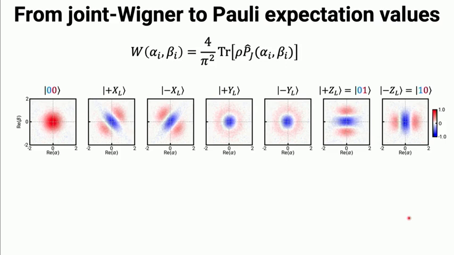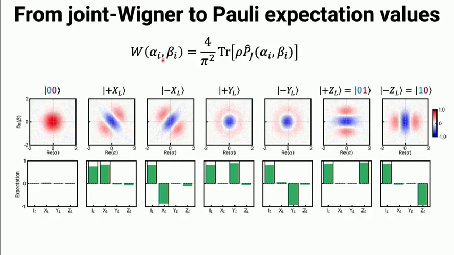Basically, what happens is if you promise me that you will only be in this subspace that you're working with, then you can project this joint Wigner function onto that subspace, which lets you measure the expectation values of the Pauli operators using only a few measurements of alpha and beta. To be specific, with only 16 points in this phase space, we can extract the expectation values of the logical Pauli operators for the dual rail.